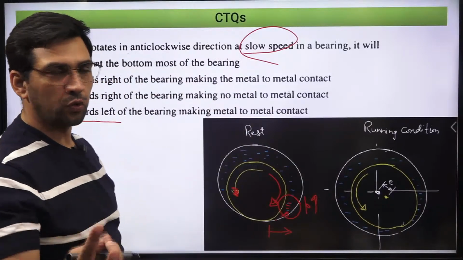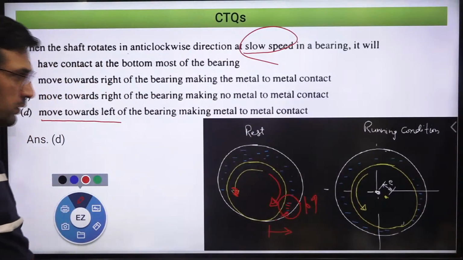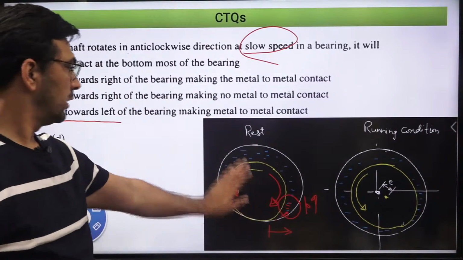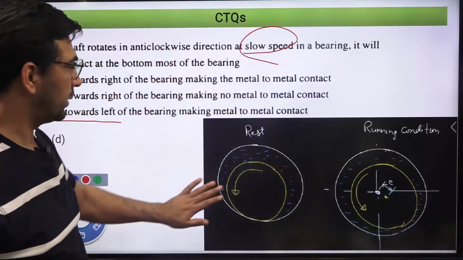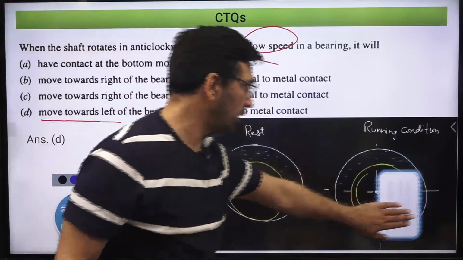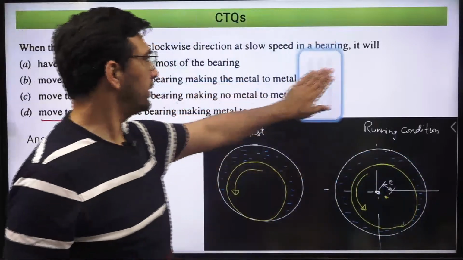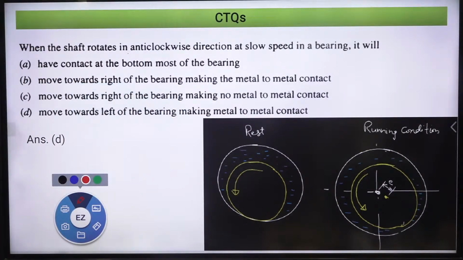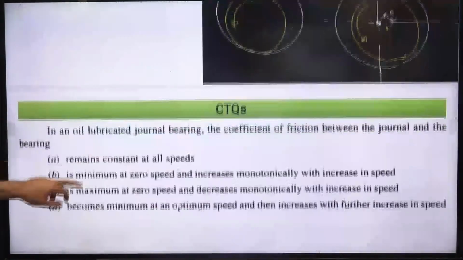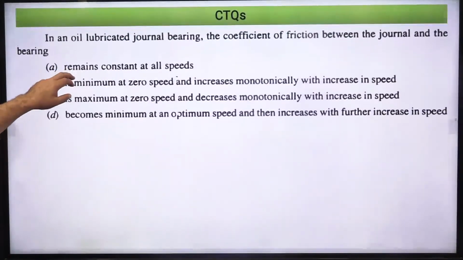So these 4 questions could be framed to you. One is for anti-clockwise rotation in running condition and rest condition, not running condition and slow initial speed, and the other one is the clockwise rotation, slow initial speed and then running condition. Go through this.